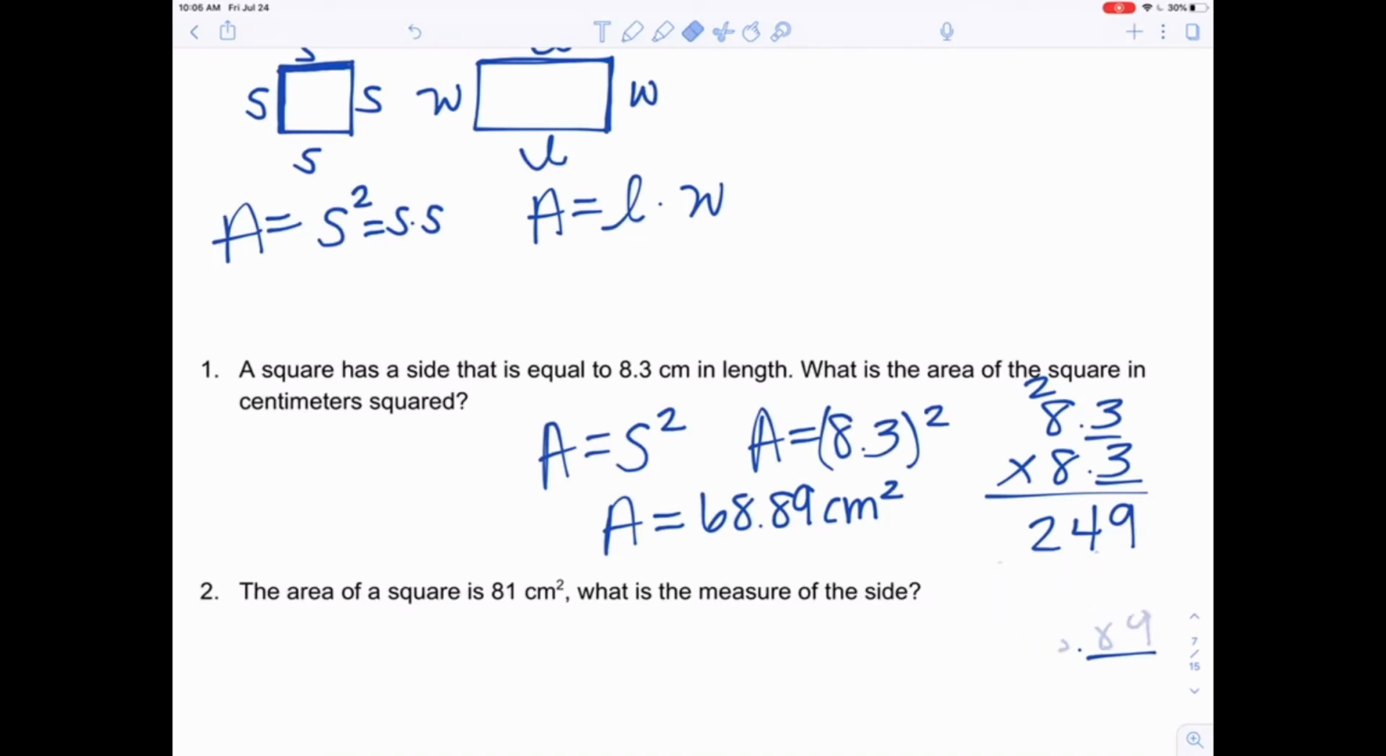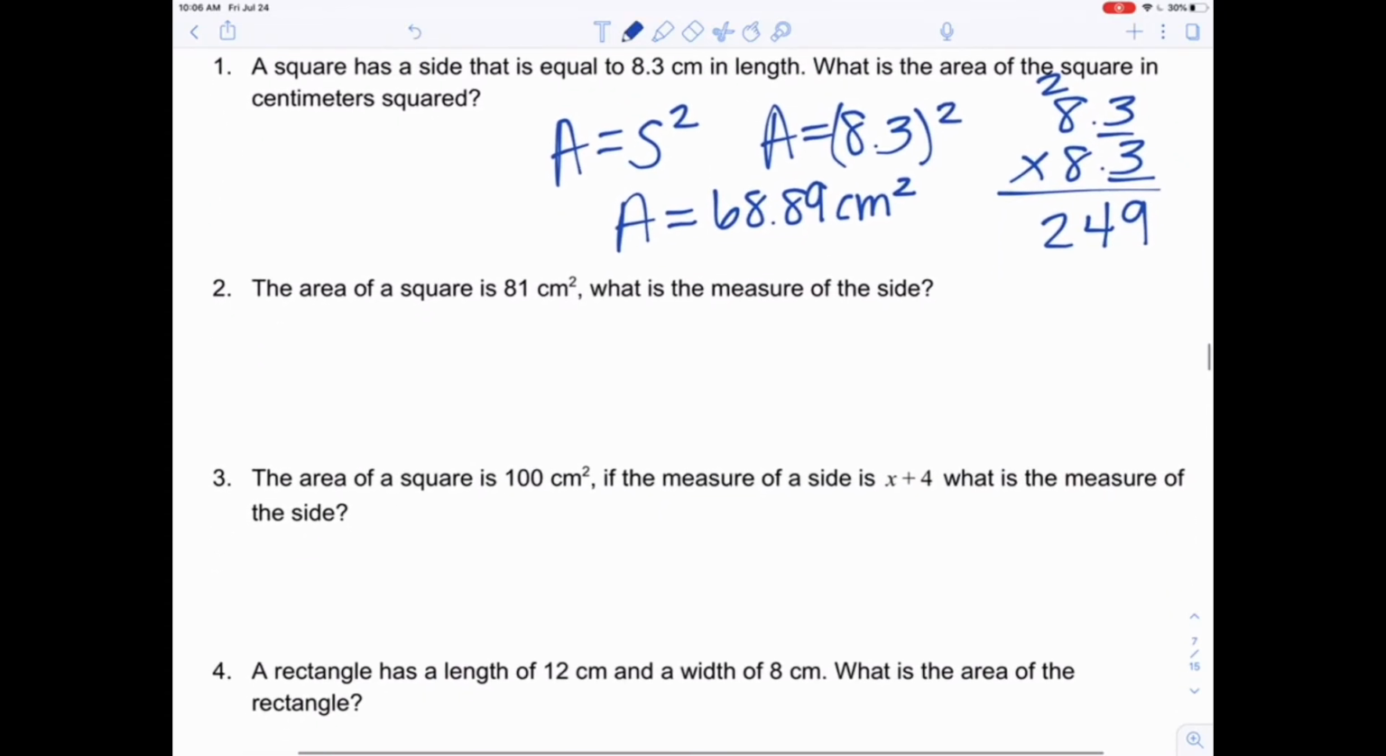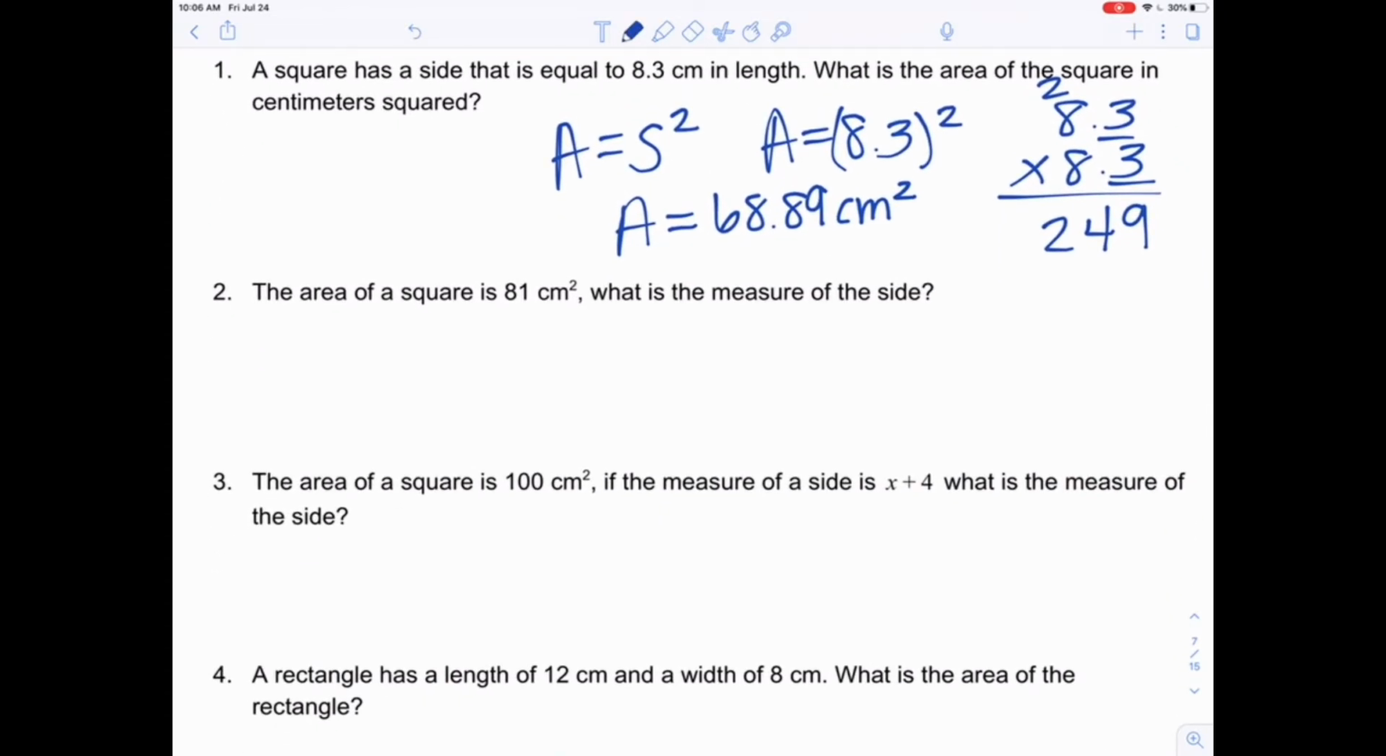So next one says, the area of a square is 81 centimeters. What is the measure of the side? So we're going to refer back to our equation, area equals side squared. Here it gives us the area. So we're going to do 81 equals side squared. How do we solve for s? Well, because it's squared, we're going to take the square root. And when we take the square root of one side, we have to do it to the other side of the equal sign. Now, we take the square root, and this actually cancels out the square and leaves us with just s.